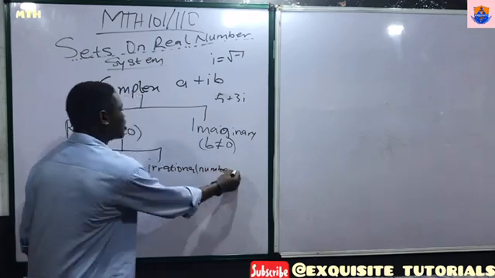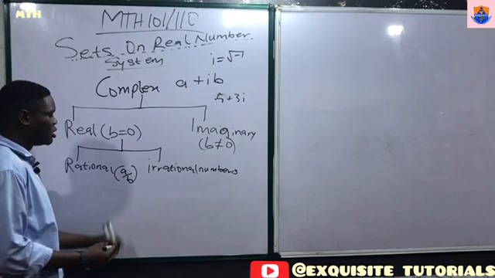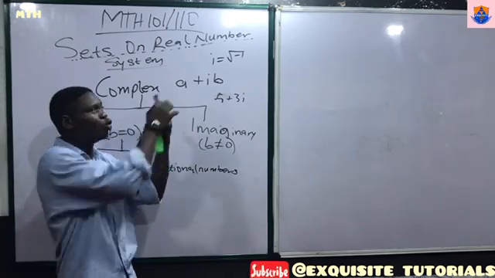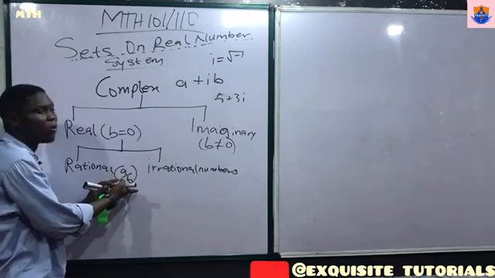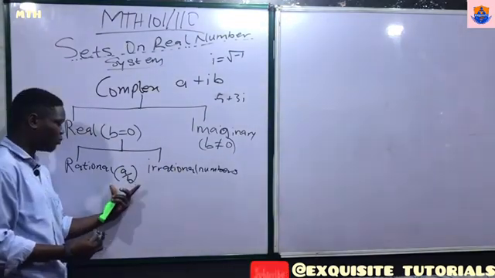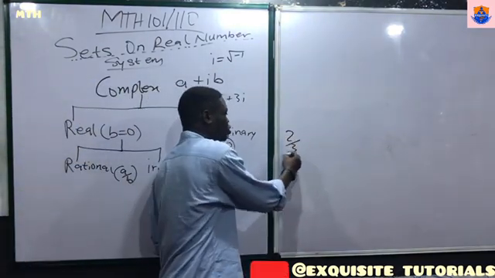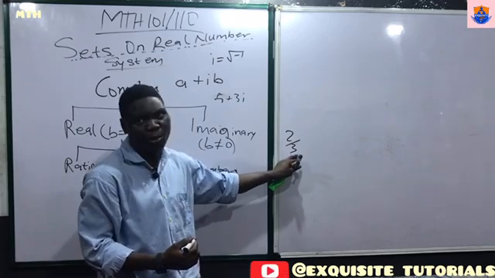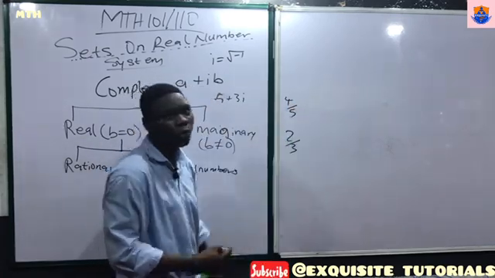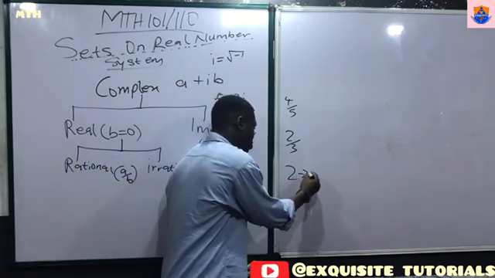Rational numbers are numbers that can be expressed as a over b, where a and b are whole numbers. A and b here must be whole numbers. So any number that can be expressed in this form is called a rational number. E.g., 2/3 is rational because this is a whole number and this is a whole number. 4/5 is rational. Your 2 is rational. Why? Because 2 can be written as 2/1.